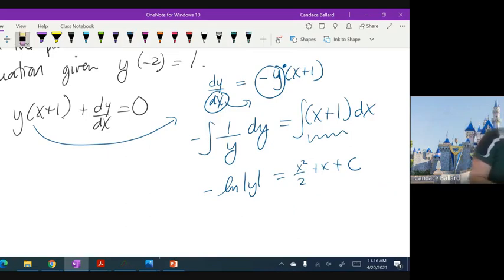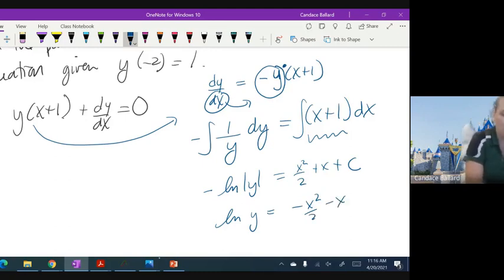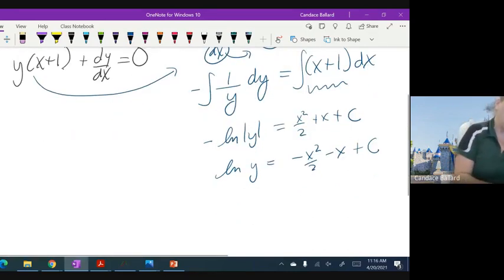I am going to choose to move that negative to the other side. I'm also going to drop my absolute value bars at the same time. So it's going to be negative x squared over 2 minus x. Technically, it's minus c, but minus c and plus c would still be a constant, so I'm just going to leave it as constant.